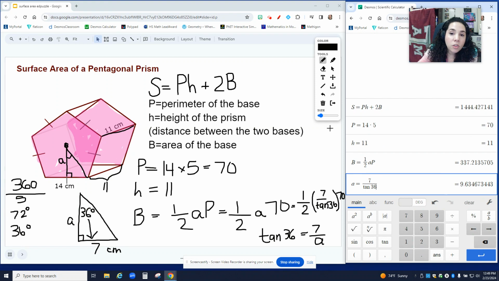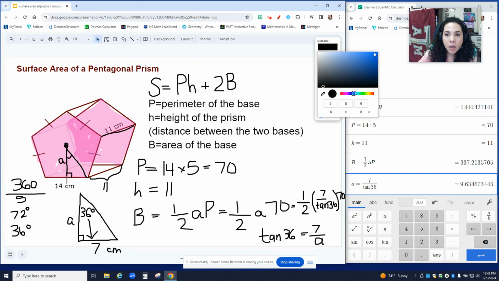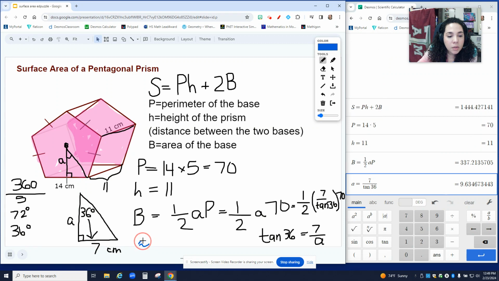And now that we solved for the last variable that we needed in our original equation, you can see that our final answer is popping up. So let me record that. This is going to be approximately 1,444.427. Area is two-dimensional, so that is square centimeters for our final answer.